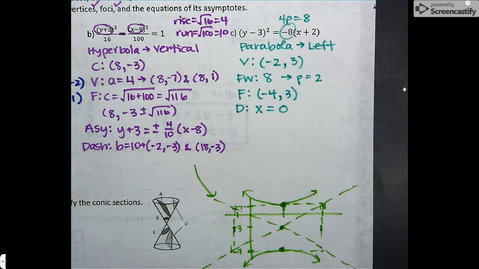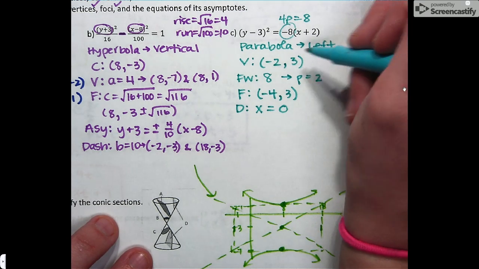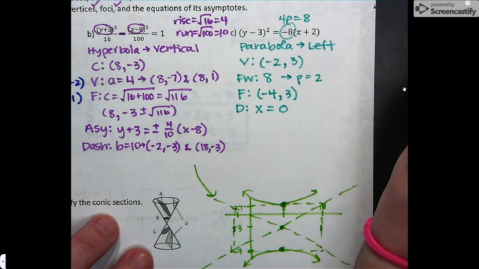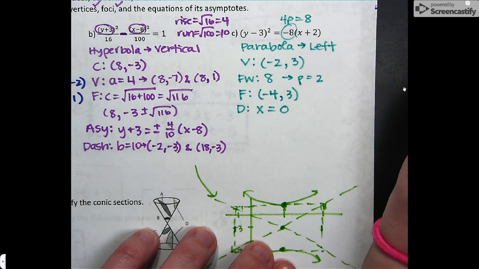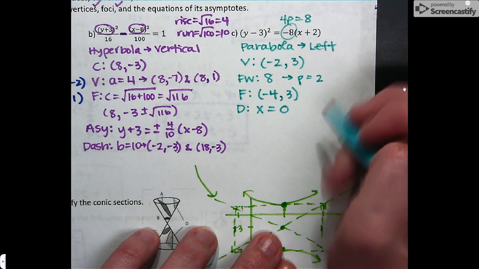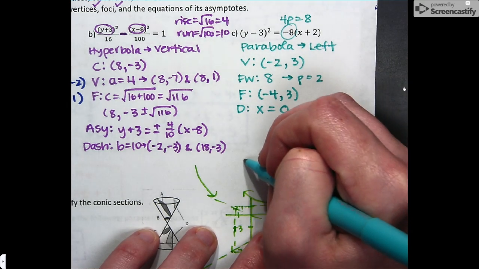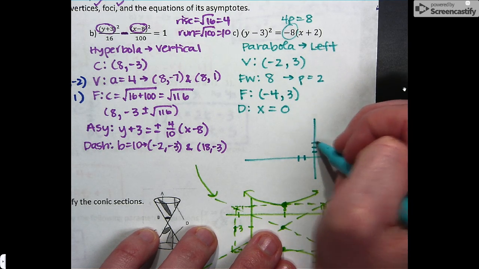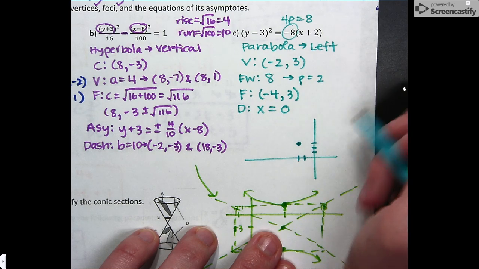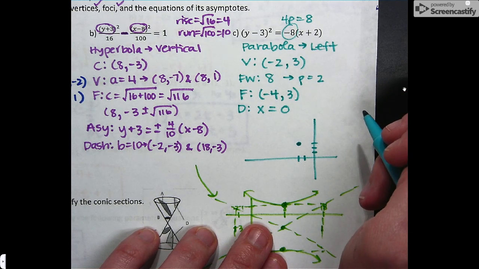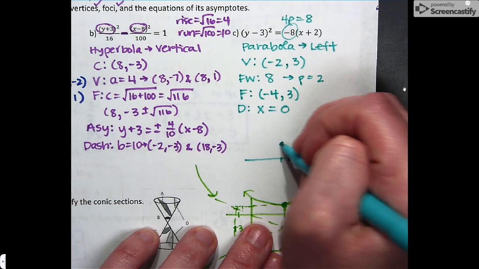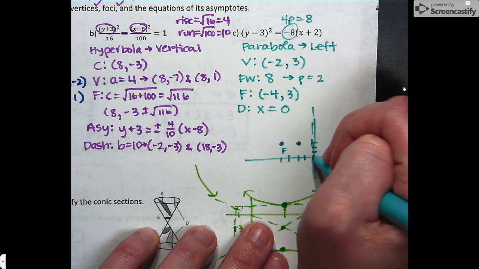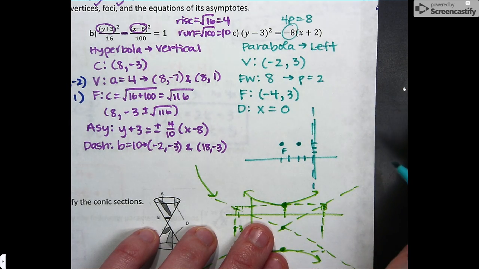Okay, so the focus is inside the parabola. So if it's left, the focus will go more left. The directrix is outside the parabola. So if it's left, it's going to go to the right. So let's see, to graph this, pretty much everything's negative for x, some positive, some negative for y. So this one, I'll just count them out because they're not very big numbers. So -2, 3 is my vertex. My focus is -4, 3. My directrix is x equal to 0.